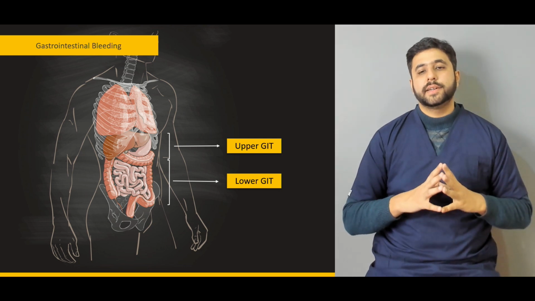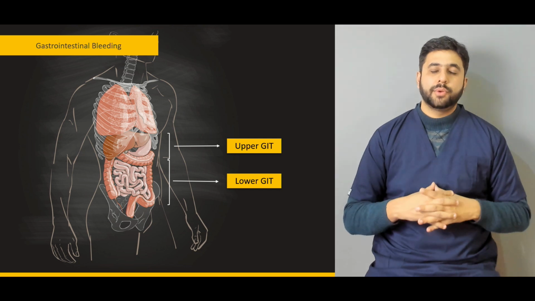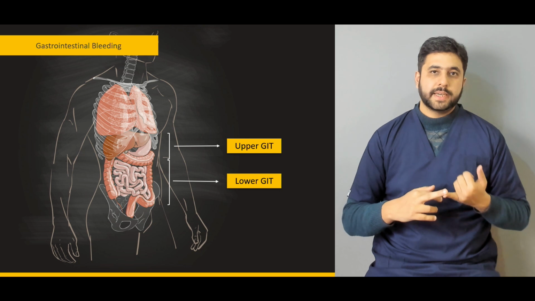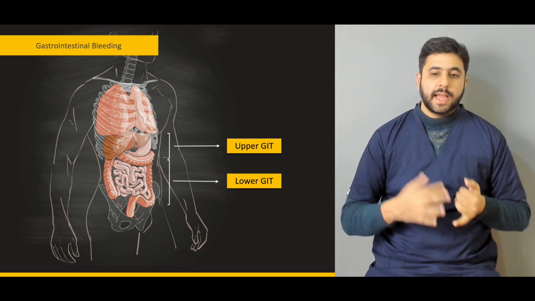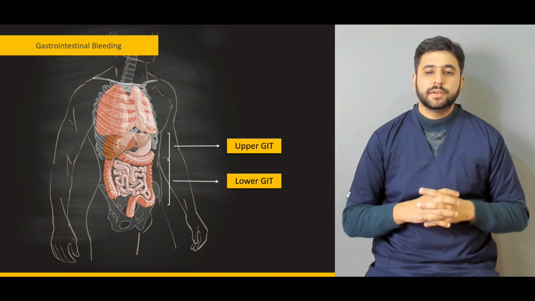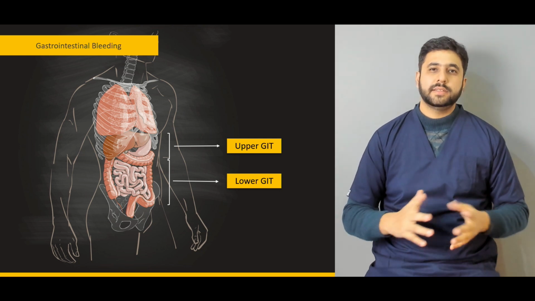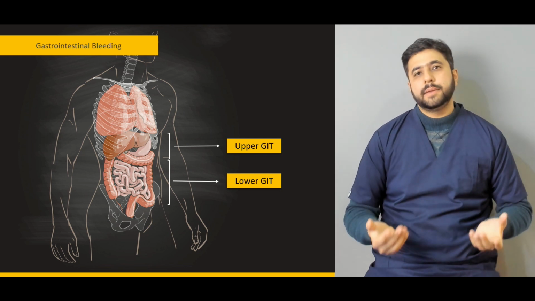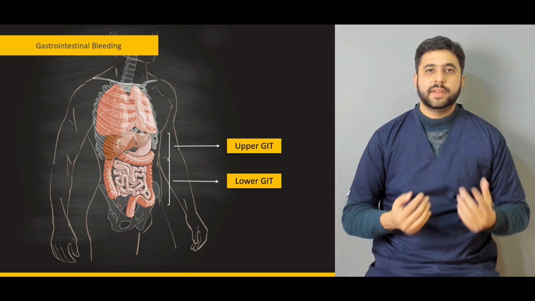So, broadly classifying, the characteristics of the upper GI bleed are hematemesis and melena, and distal to the ligament of Treitz, we generally characterize the bleeding as hematochezia. Hematochezia means blood coming out of the rectum. This can be profuse bleeding, or it can be very slight bleeding.